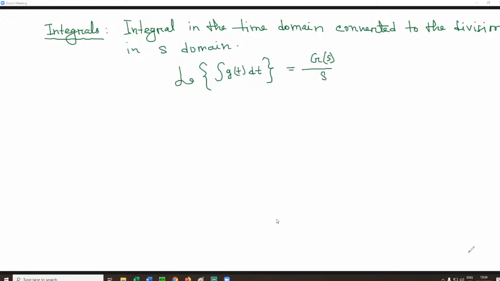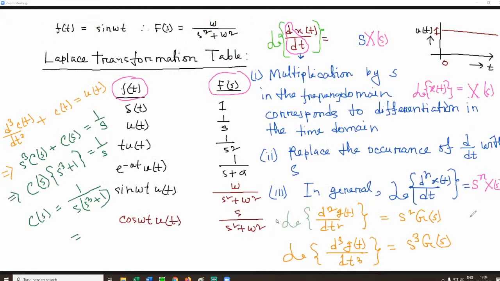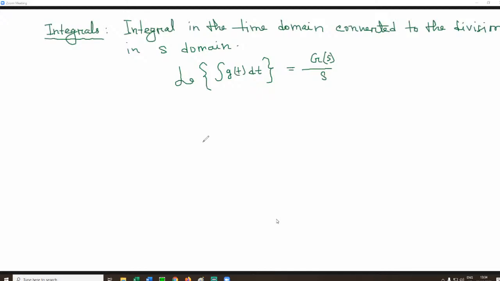If there is double integration, there will be S square. If there is triple integration, there will be S cube. We'll see that later in the example. For integration, it is multiplied by S, and here, just the opposite, it should be divided by S. Then we have an example.